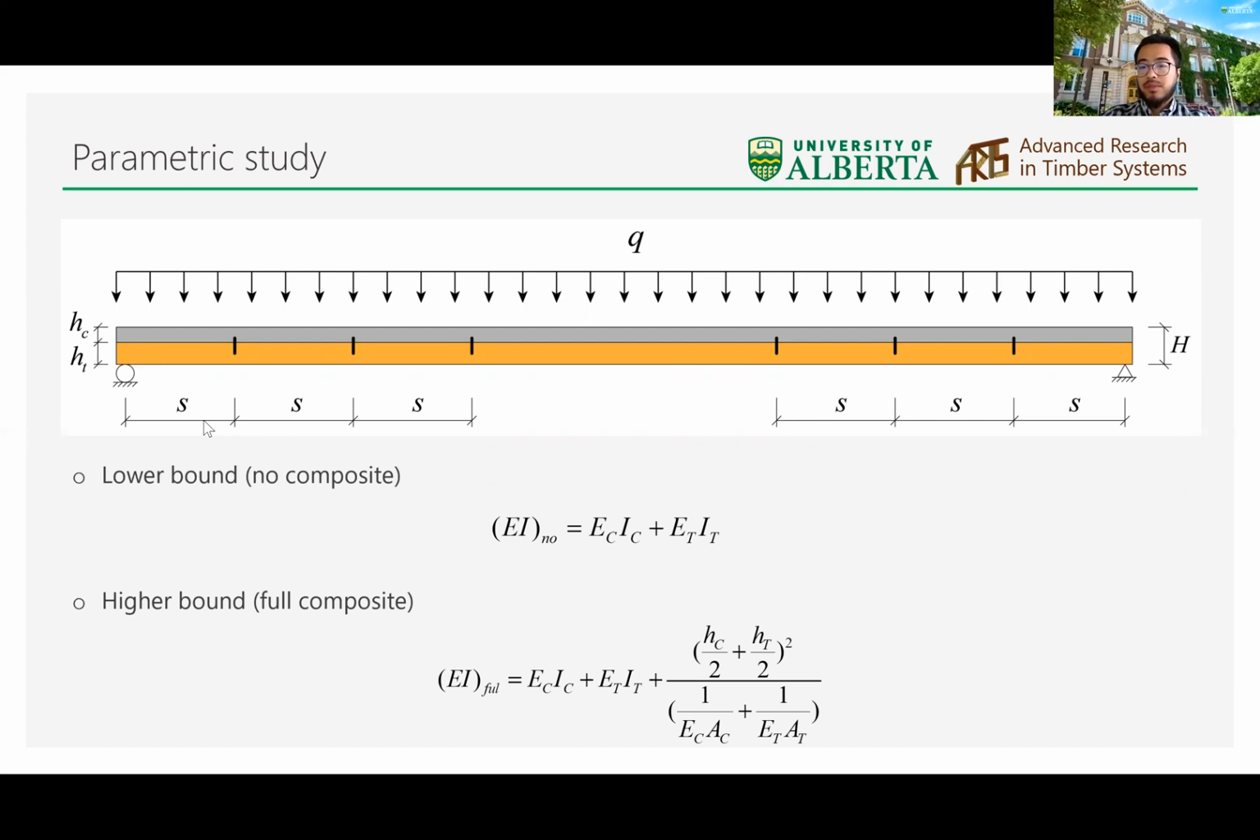Since TCC floors are often governed by the serviceability limit states rather than the ultimate limit states, I'm only going to talk about the deflection of the floors. For comparison purposes, the calculated beam deflection is compared with the deflections of the full and the non-composite floors. The bending stiffness of the non and the full composite floors can be determined from these two equations.